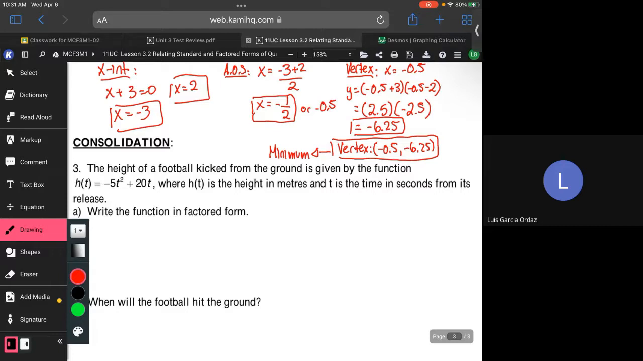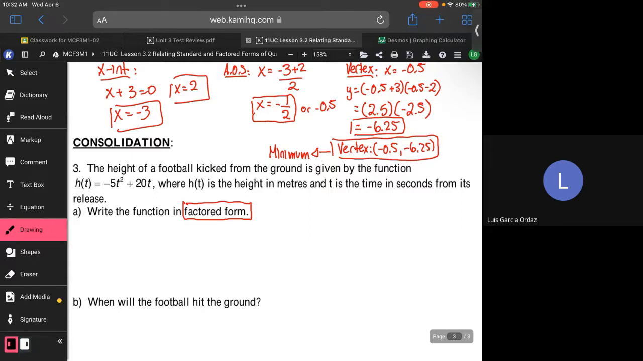So the height of the football kicked from the ground is given by the function h of t is equal to -5t squared plus 20t, where h of t is the height in meters and t is the time in seconds from release. So I want to write the function in factored form. Is this a trinomial or not really? Does it have 3 terms? No. So I cannot factor using our knowledge on trinomials.